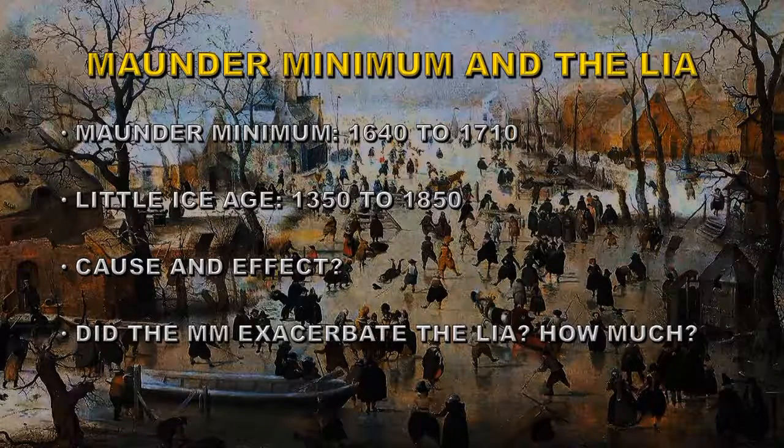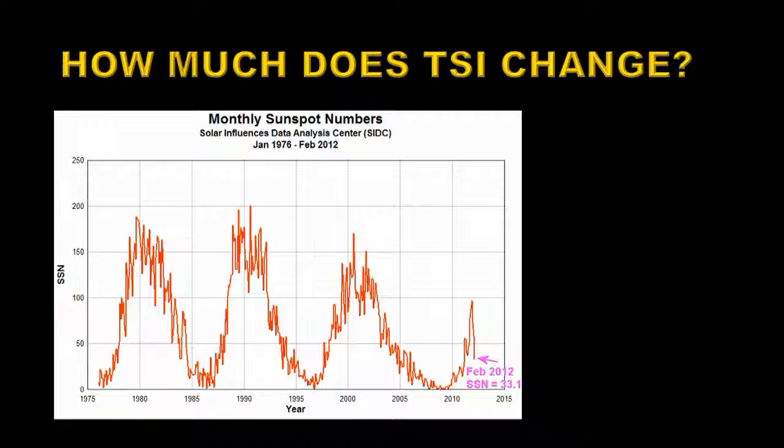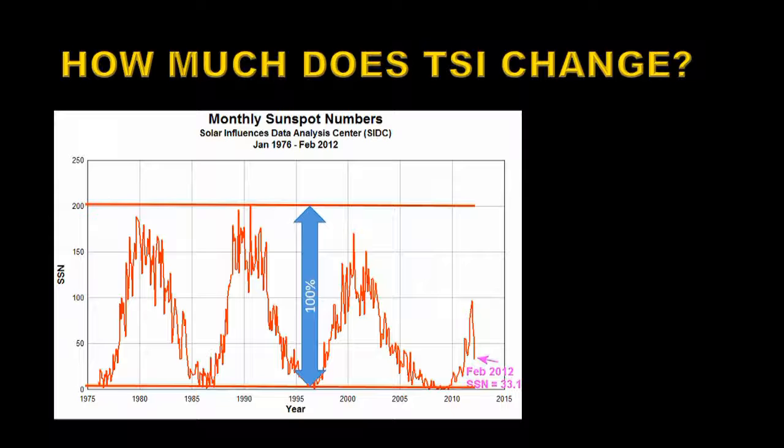However, you can ask the question: did the Maunder minimum exacerbate the Little Ice Age, i.e. by lowering temperatures, and if so, by how much? How much does the total solar radiance change through a solar cycle? Well, let's first take a look at sunspots. Sunspots go from whatever maximum value there is during the solar cycle down to 0, and so that's 100% modulation throughout a cycle.